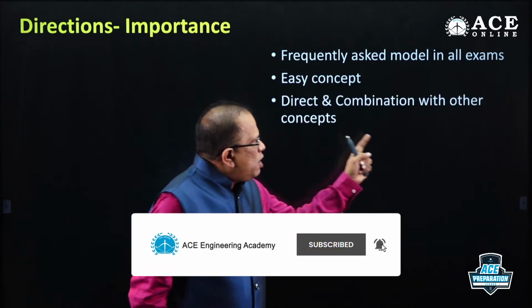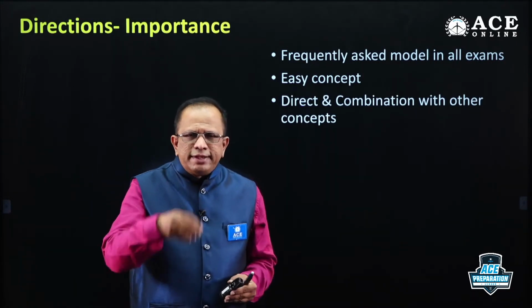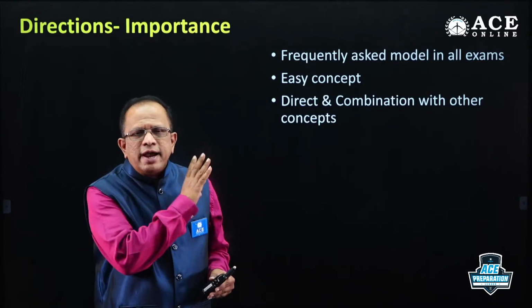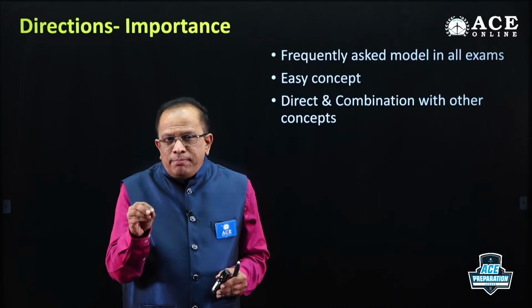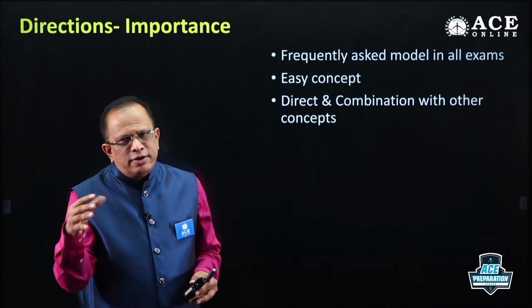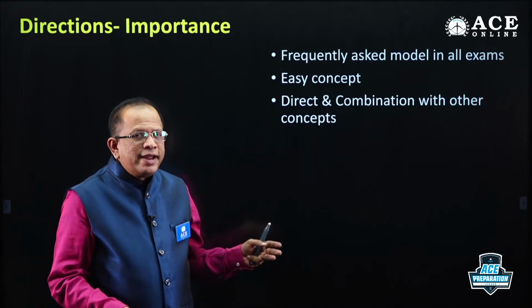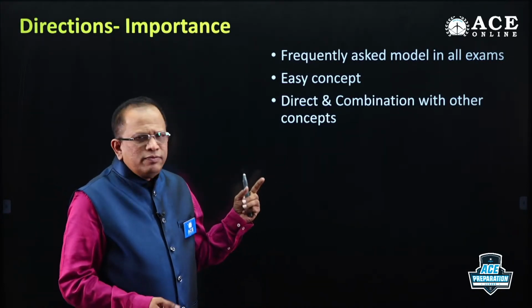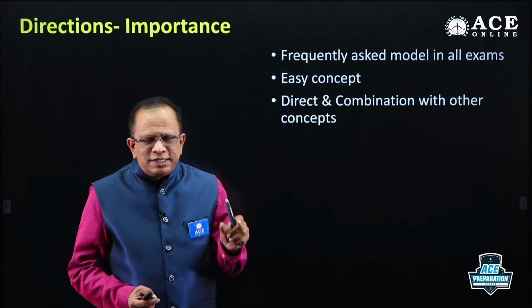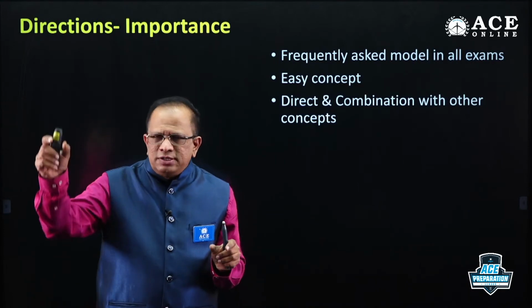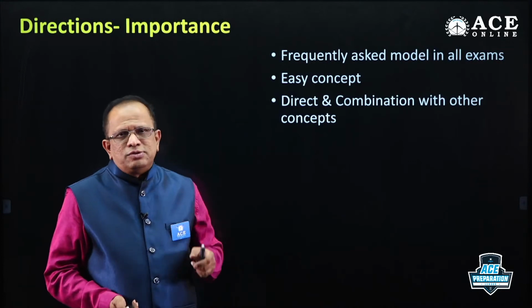Now, direct and combination with other concepts. Direct means the question is exclusively on directions and distances. Combination means it may be combined with some other concepts of reasoning. Both are possible and we can see different questions in different exams like this. We need not prepare separately for a combination model. You know this direction and distances, you know that other topic, then you can easily answer the questions.